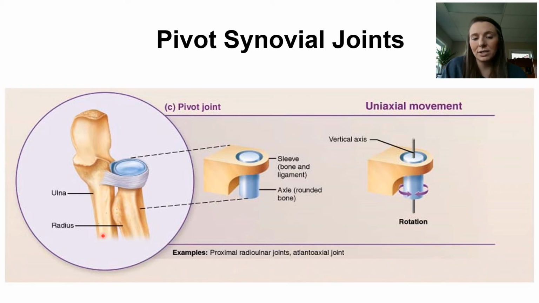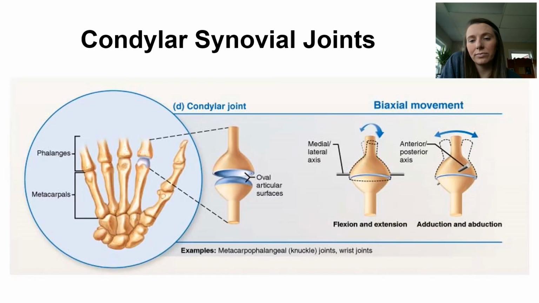So in addition to this proximal radial ulnar joint, the other one that I mentioned before was the atlantoaxial joint. So the one that allows us to shake our head no is also a pivot joint. So now we can move on into joints that allow biaxial movement. And so the first subtype here are these condylar synovial joints.